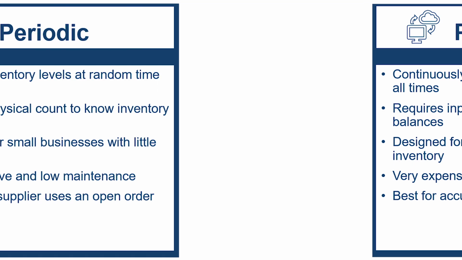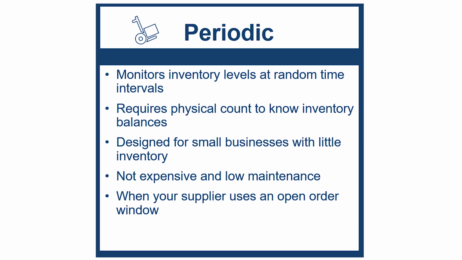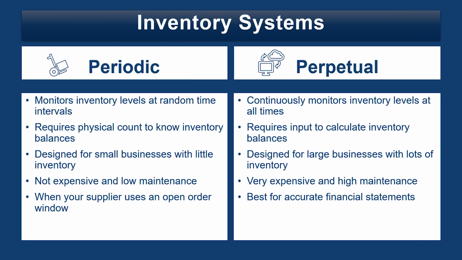And if you're a smaller business, you want to go with a periodic inventory system. It's going to be least expensive to maintain. Yes, you have to physically count the inventory. It's not good for financial statements because you have to count the inventory to know exactly how much inventory you have before you can produce those financial statements. But again, it's very inexpensive. And lastly, it is absolutely perfect for when that supplier has an open order window and you can only order inventory at a specific time.